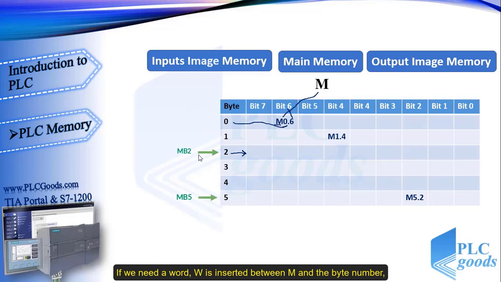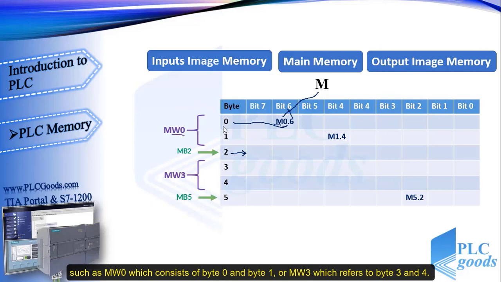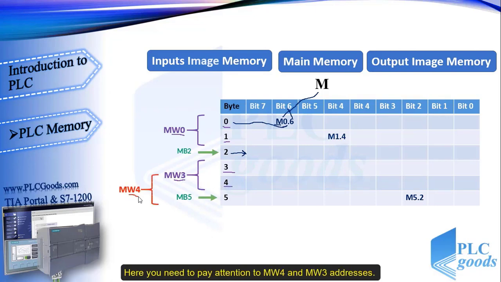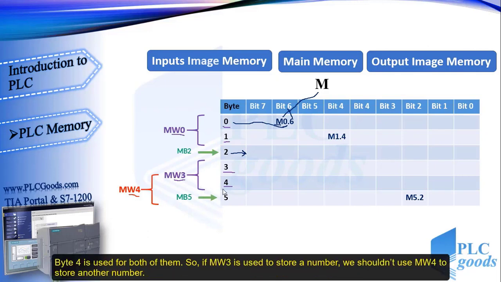If we need a word, W is inserted between M and the byte number, such as MW0, which consists of byte 0 and byte 1, or MW3, which refers to byte 3 and 4. Here you need to pay attention to MW4 and MW3 addresses. Byte 4 is used for both of them. So if MW3 is used to store a number, we should not use MW4 to store another number.